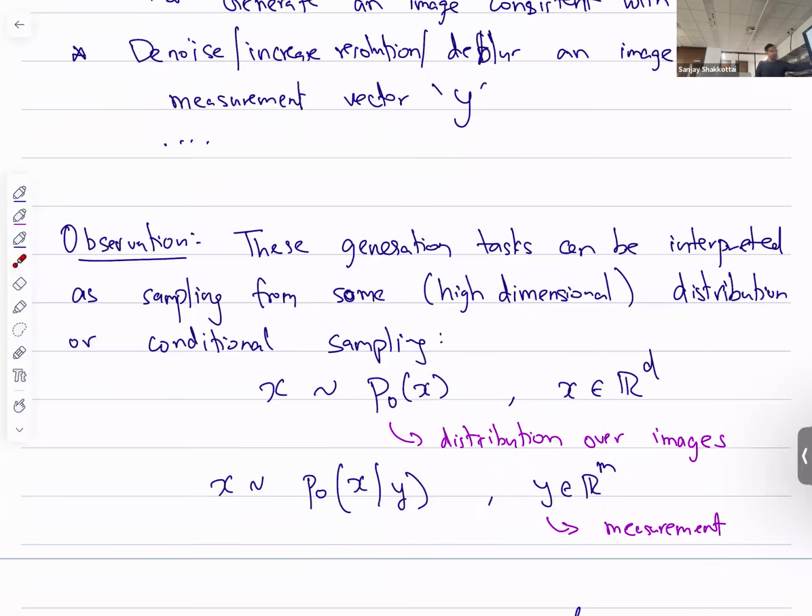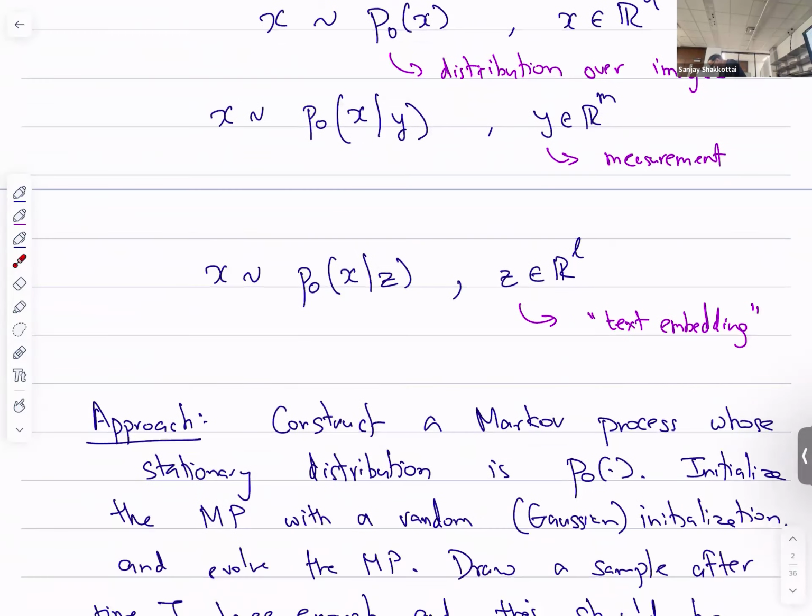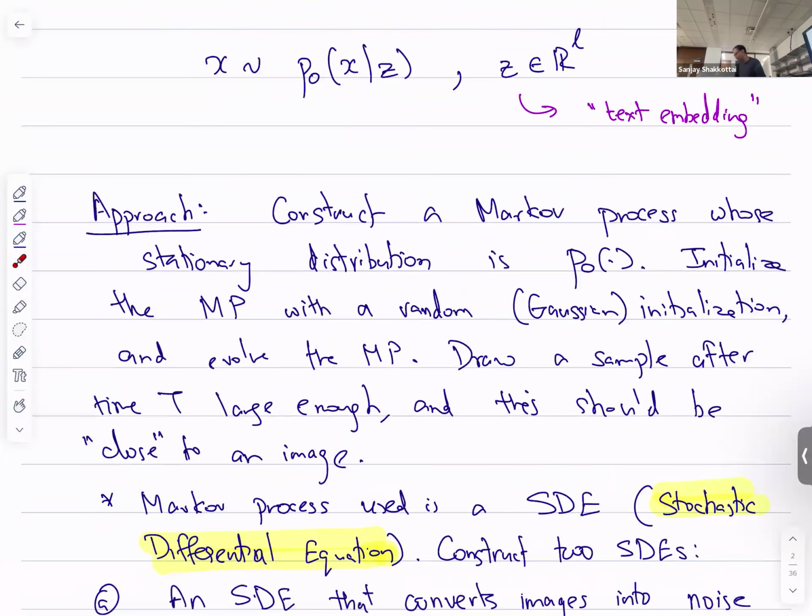Okay, so this is the problem. I want a sample from some distribution P0, where I will always use P0 for the distribution of images. And the approach is going to be the following. I want to sample from this distribution, but I don't have access to this distribution. But what I'll try to do is to construct a Markov process. So I'll do everything in continuous time. All this can be discretized, and in practice, everything works in discrete time. But I'm going to do things in continuous time.